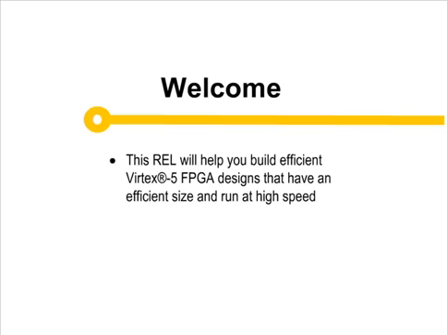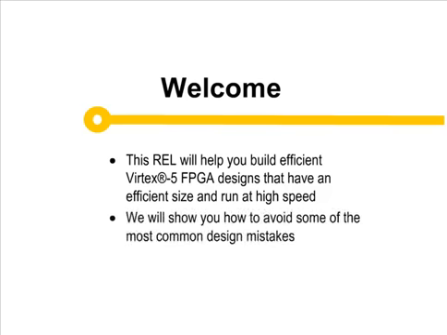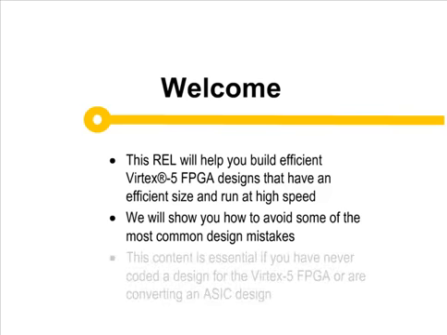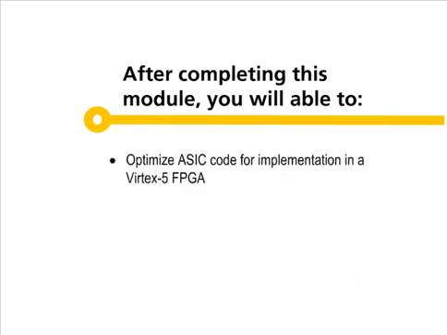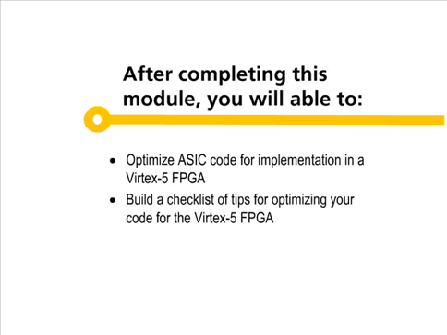After completing this module, you will be able to build an efficient Virtex-5 design that runs at high speed. You will also be able to avoid the most common HDL coding mistakes that prevent Virtex-5 designers from achieving their performance objectives. Careful attention to the content included in this module is essential if you are new to designing for Virtex-5, and especially if you are handling the design conversion. We are going to discuss some of the most important ways to optimize your HDL code for a Virtex-5 device. After listening to this entire module, you should be able to make your own checklist of tips for building a high-speed Virtex-5 design.